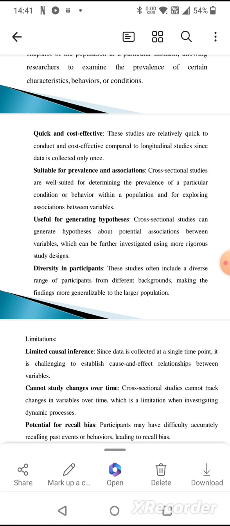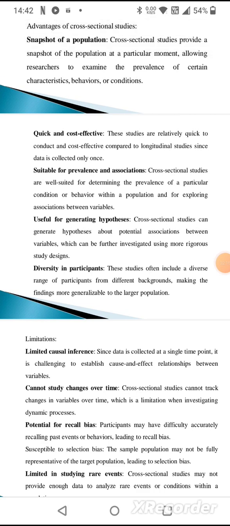Cross-sectional studies are well suited for determining the prevalence of a particular condition or behavior within a population and for exploring associations between variables. It is also useful for generating hypotheses. How? Cross-sectional studies can generate hypotheses about potential associations between variables, which can be further investigated using more rigorous study designs. And it also gives diversity of participants.